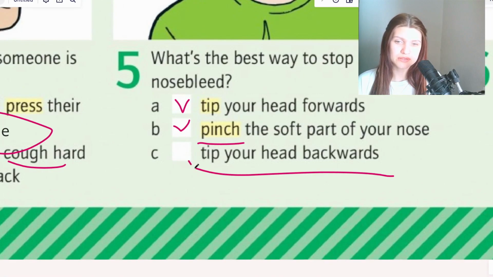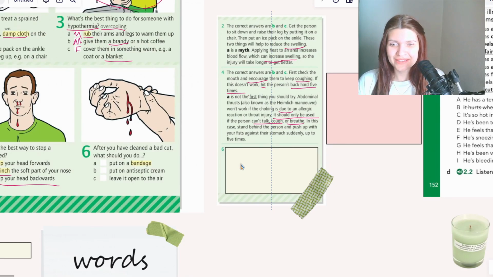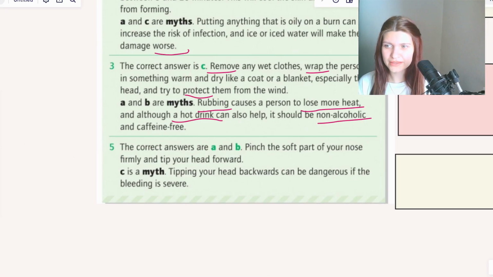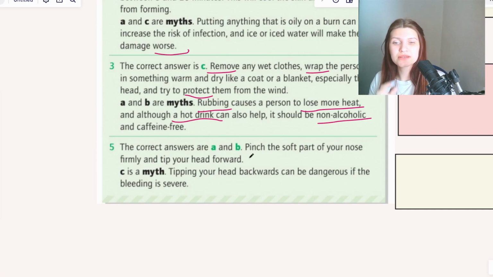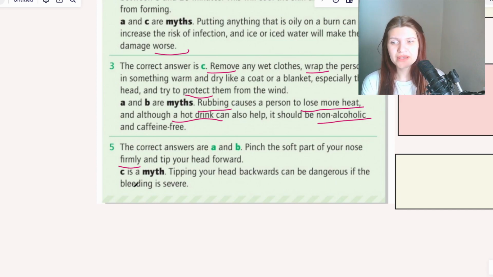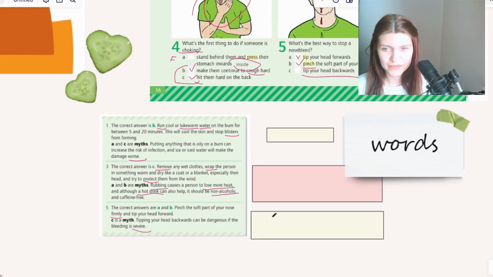I've heard about this method, yes, but it isn't correct because I've read about it already. Let's read together. Number 5. The correct answers are A and B. Pinch the soft part of your nose firmly and tip your head forwards. Firmly means strongly. Yeah. C is a myth. Tipping your head backwards can be dangerous if the bleeding is severe. Severe means strong, with efforts.